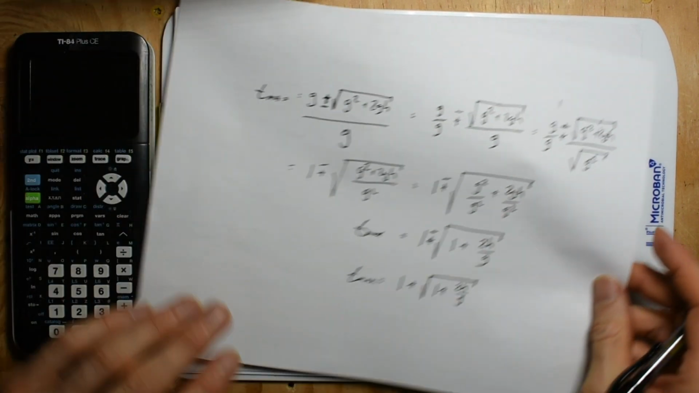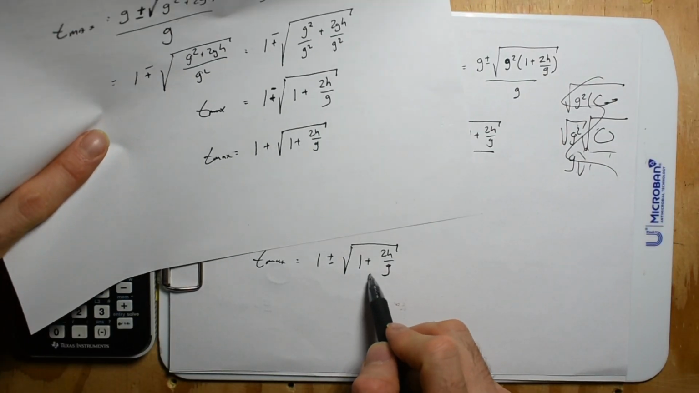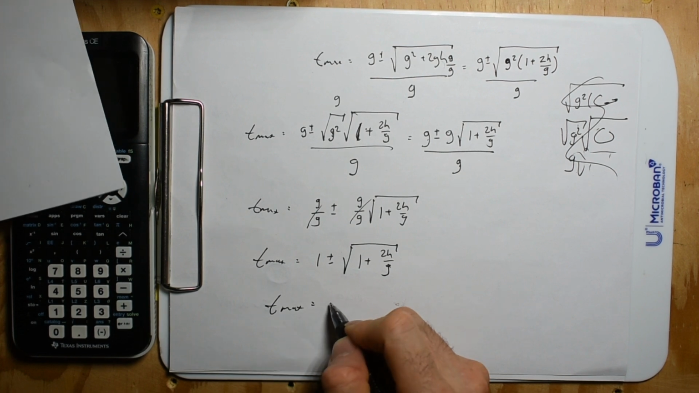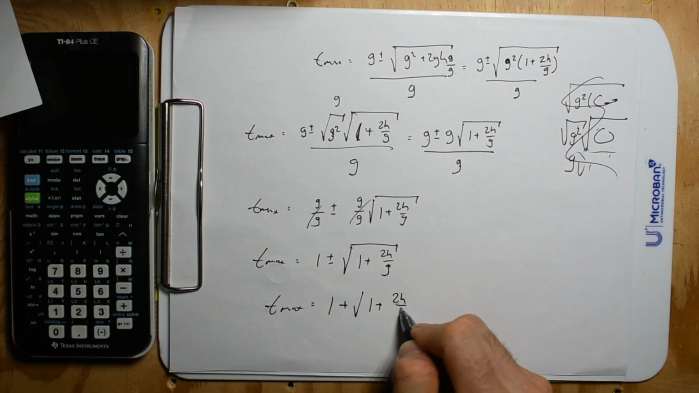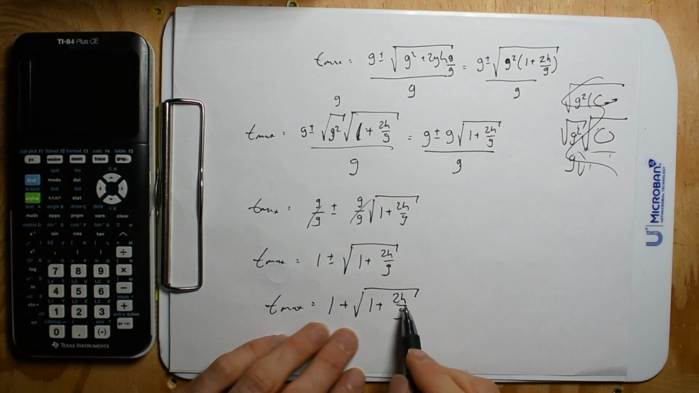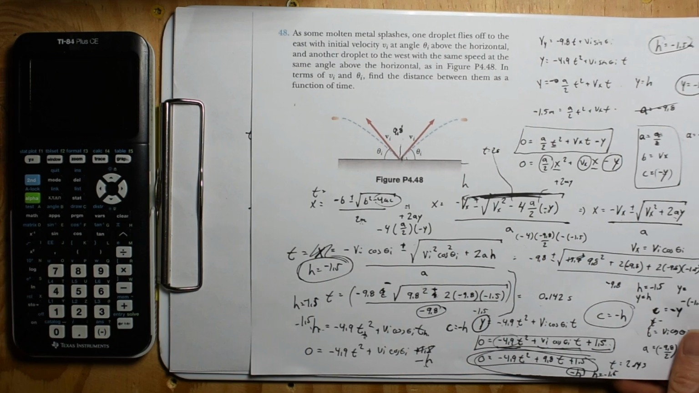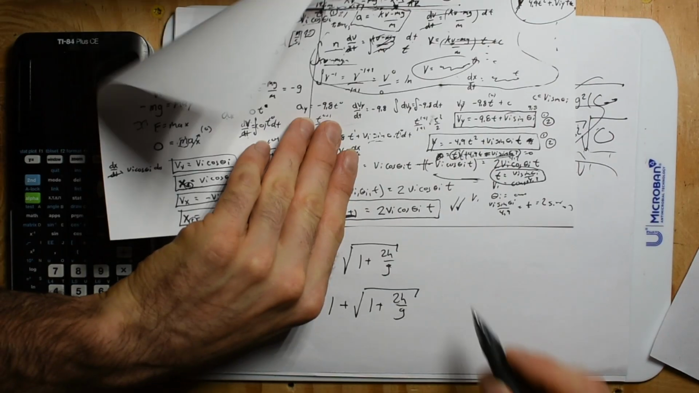And hell yeah, that's what we get. 1 plus or minus the square root of 1 plus 2h2g, and we know that from this the root is positive. 1 plus the square root of 1 plus 2hg. Hell yeah, so that's t max. And again, the problem asks for the distance between the two points, and we solved that right off the bat.